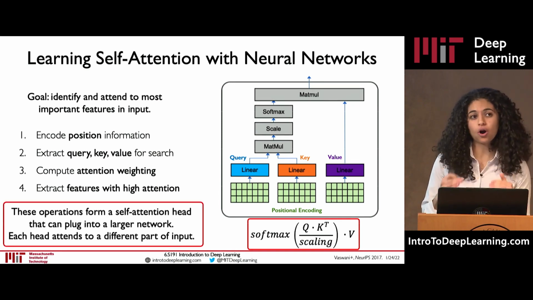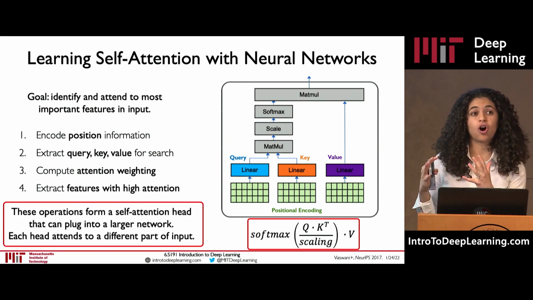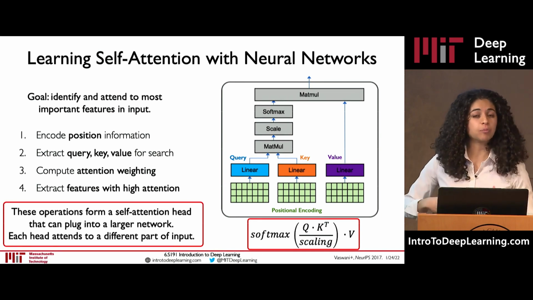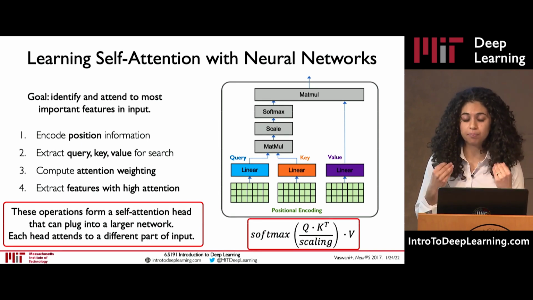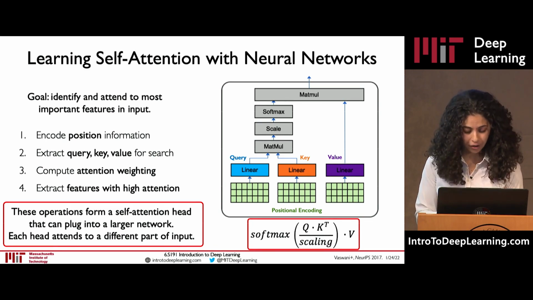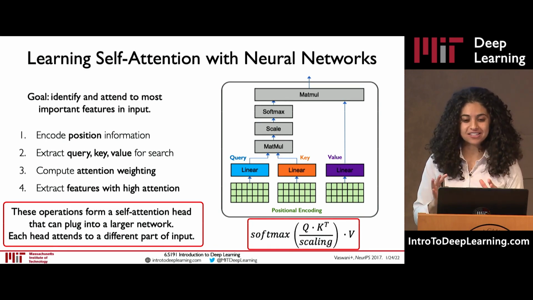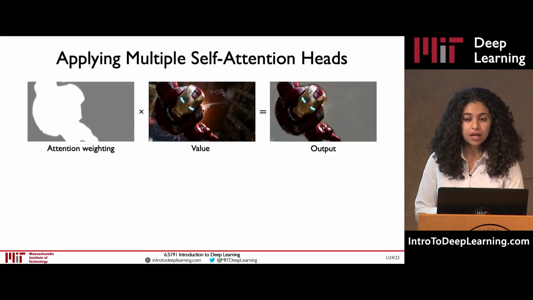And so it's these core operations that form this architecture shown on the right, which is called a self-attention head. And we can just plug this into a larger network, and it's a very, very powerful mechanism for being able to attend to important features in an input. Okay, so that's it. I know it's a lot to go through very quickly, but hopefully you appreciate the intuition of this attention mechanism and how it works.